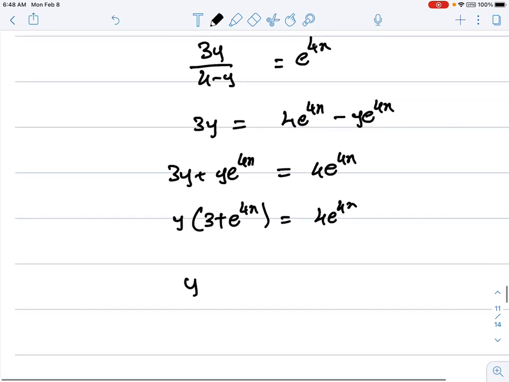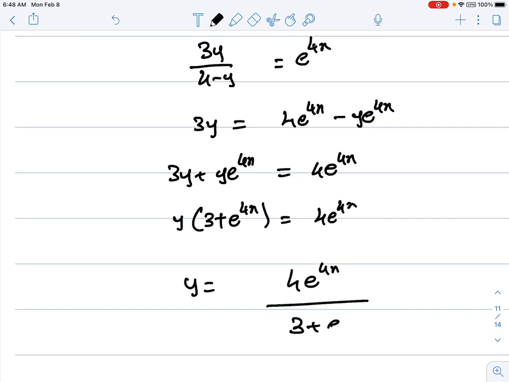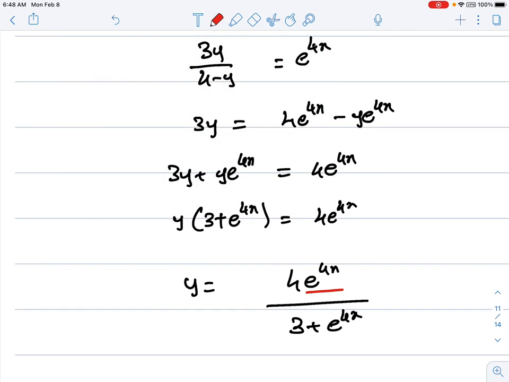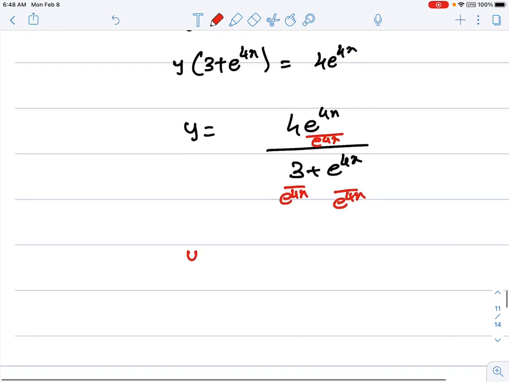So y is equal to 4e to the power of 4x upon 3 plus e to the power of 4x. In these kinds of questions, always remember to get e to the power of minus. So what do we do? Divide by e to the power of 4x. Try to get e to the power of a negative number. Why? I'll let you know.